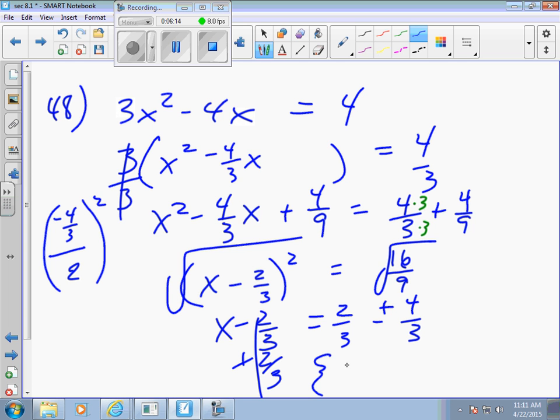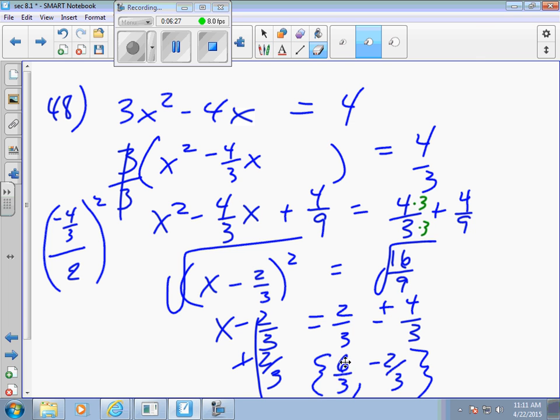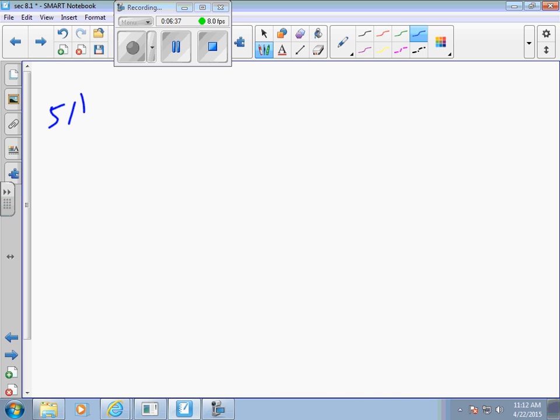2/3 plus 4/3 gives me 6/3. And 2/3 minus 4/3 gives me negative 2/3. Well, can we do some simplifying on this? 6/3 is the same as 2. So I'm going to change 6/3 to 2. There's your answers. Let's jump to number 51.